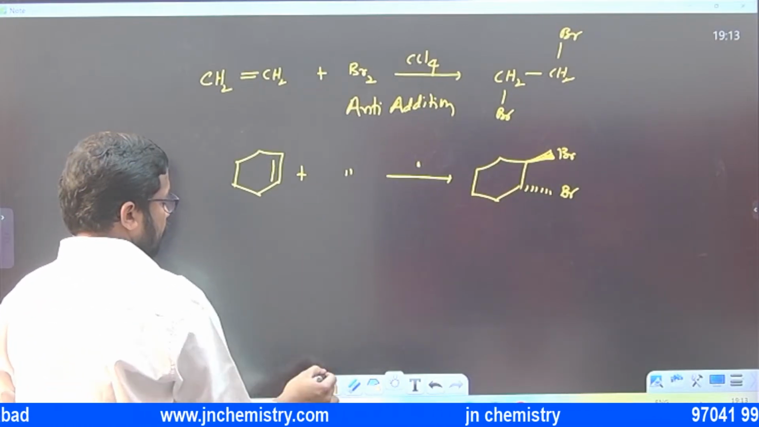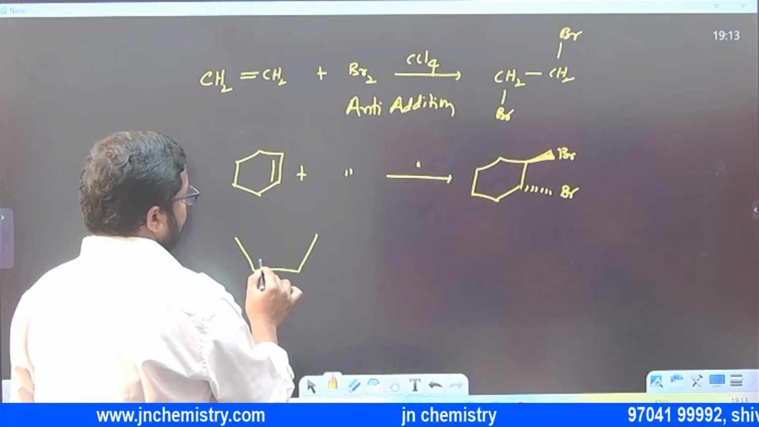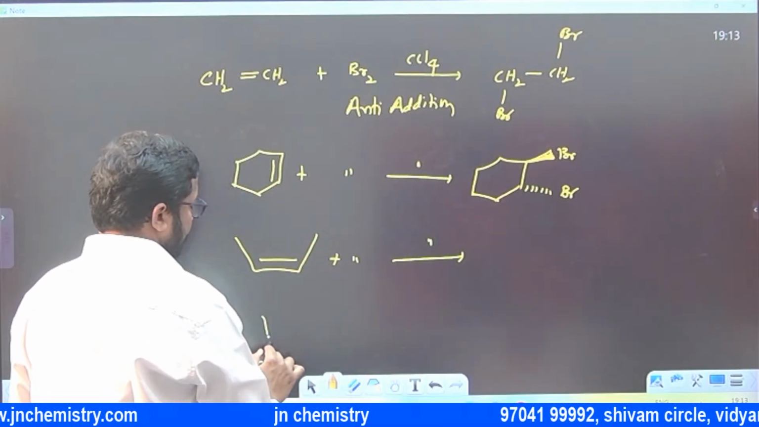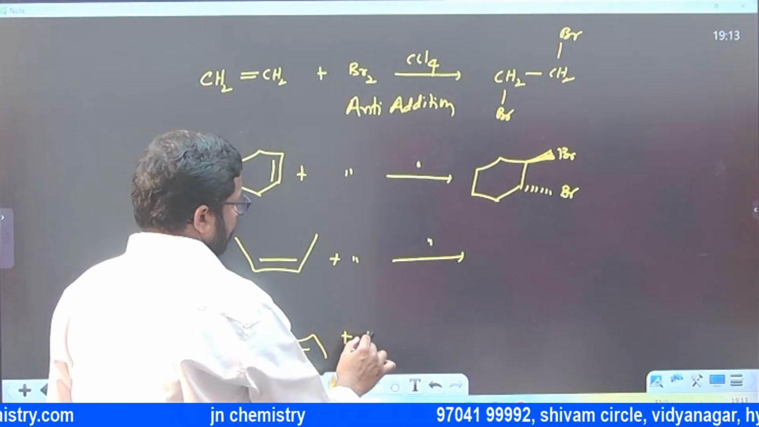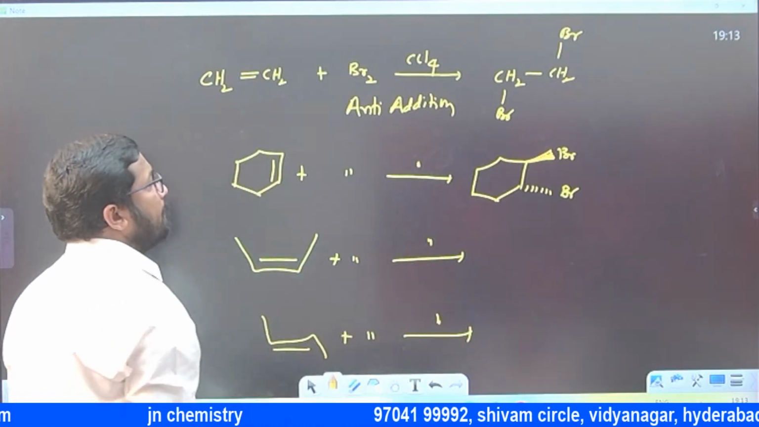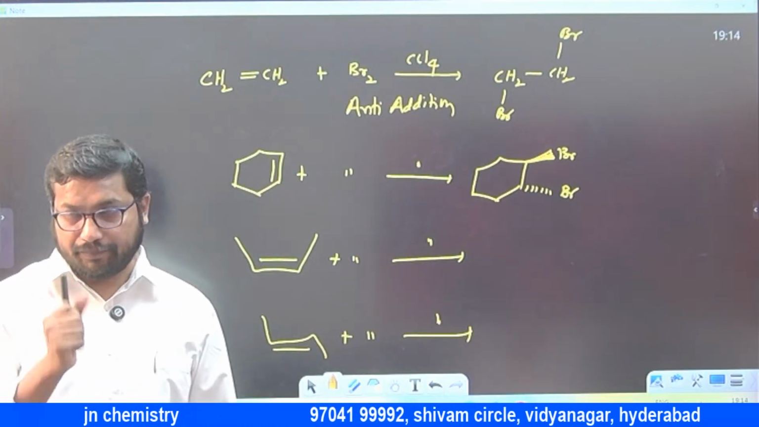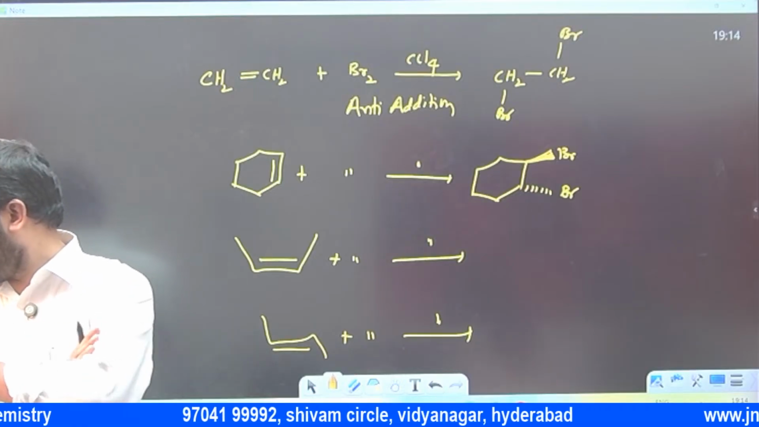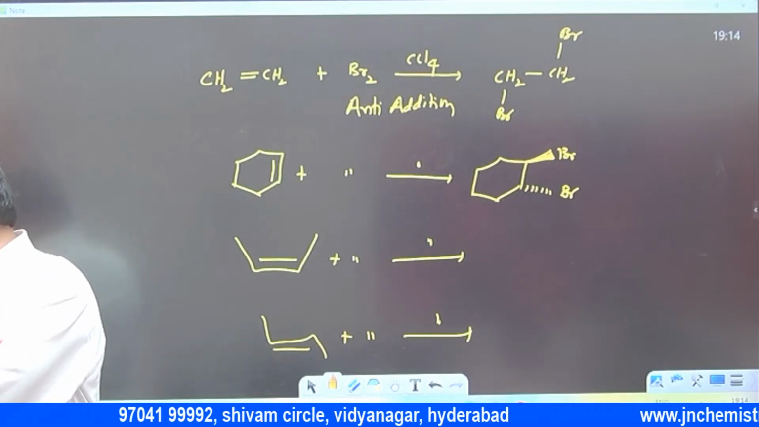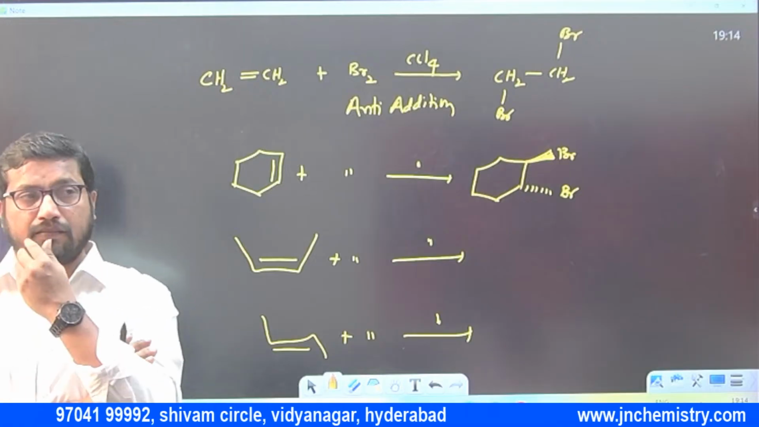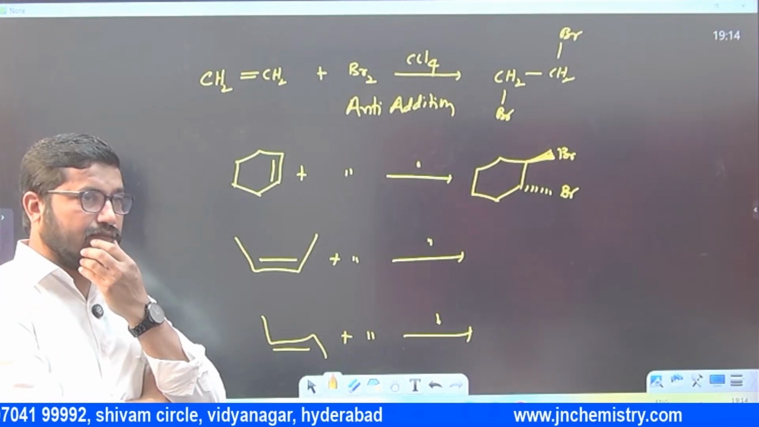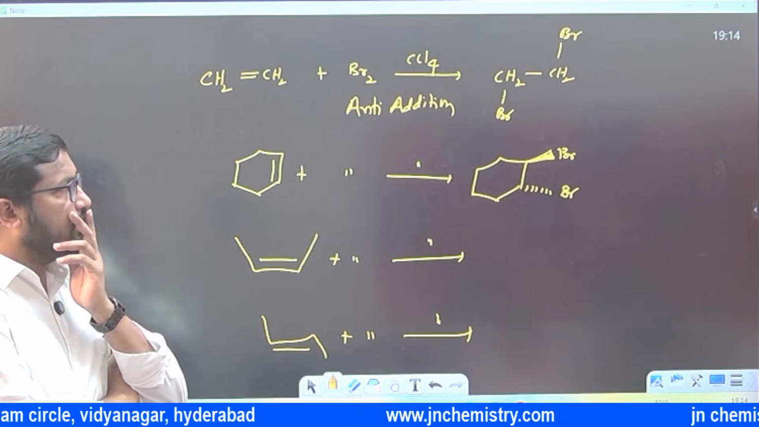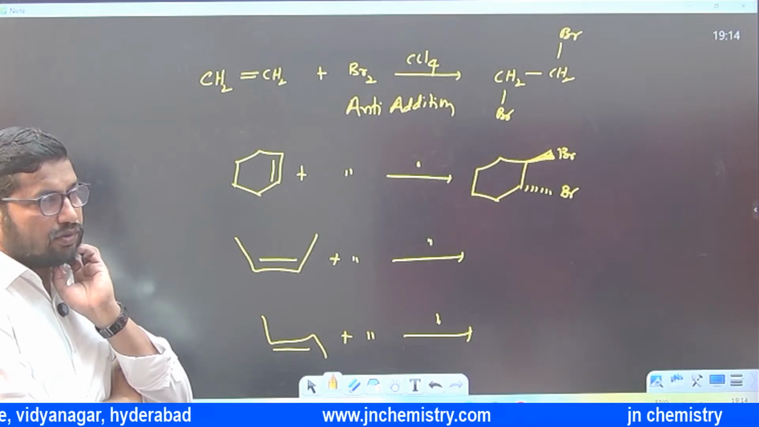Now write the stereochemistry. Write the products. Cl2 also gives anti-addition. Chlorine or bromine.